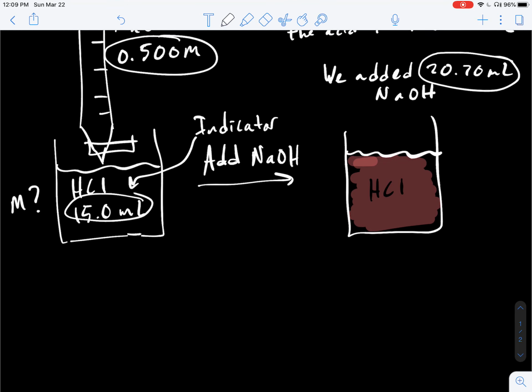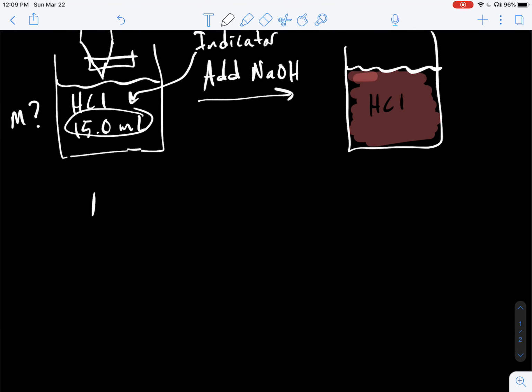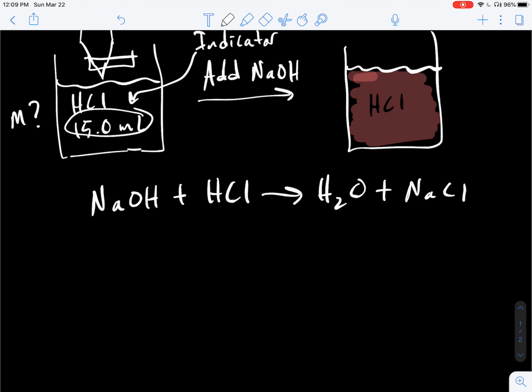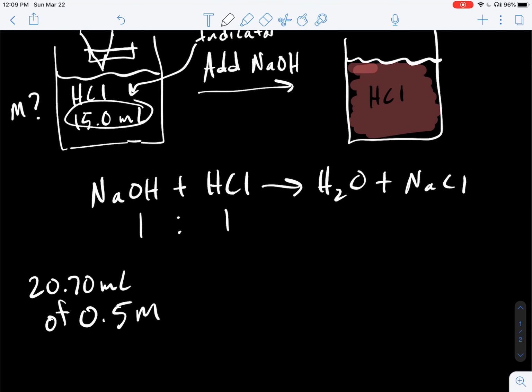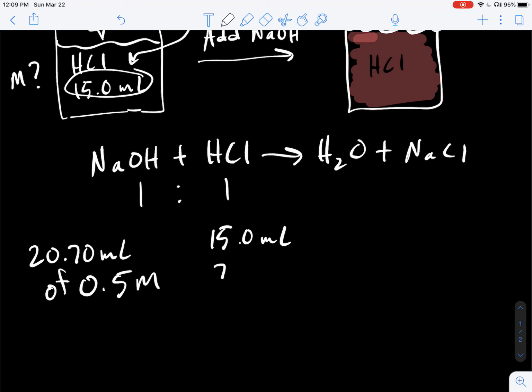Let's think about this reaction. So the reaction really is NaOH plus HCl yields H2O plus NaCl. These react in a 1-to-1 ratio. So we know it took 20.70 milliliters of 0.5 molar NaOH to react with 15 milliliters of question mark molar HCl.